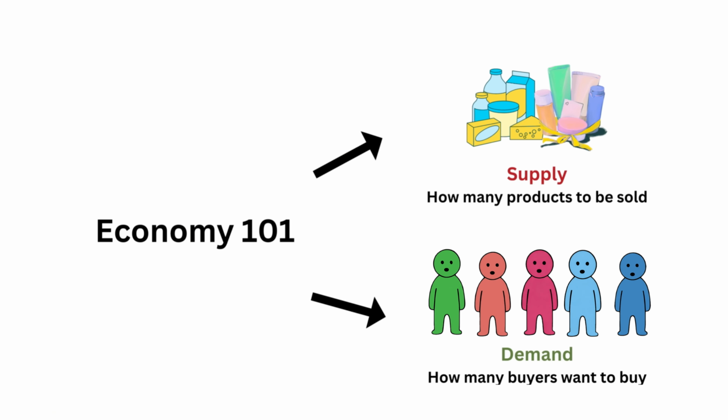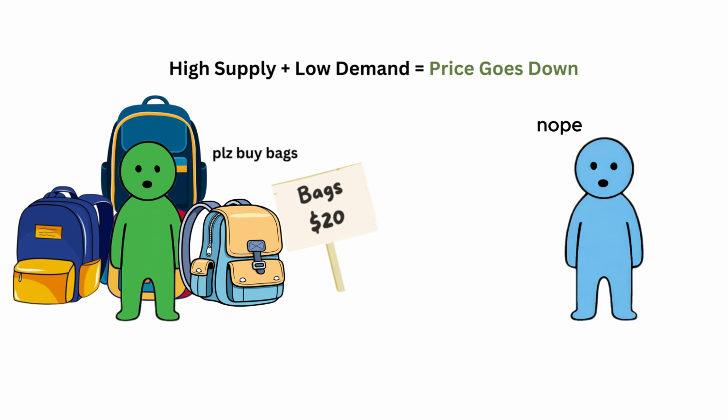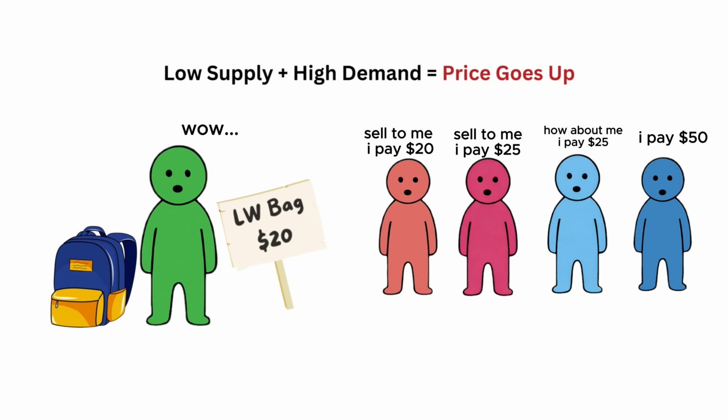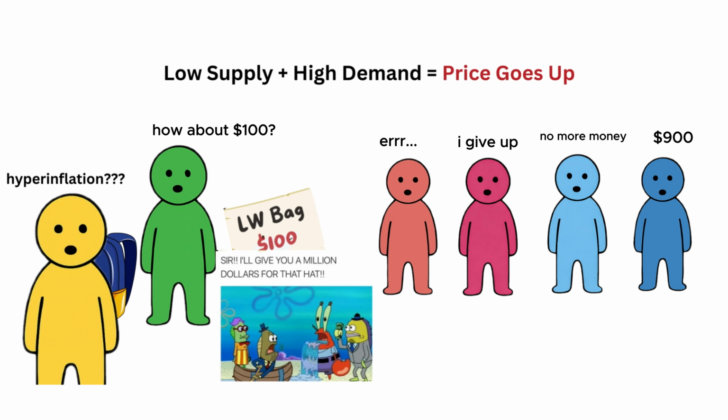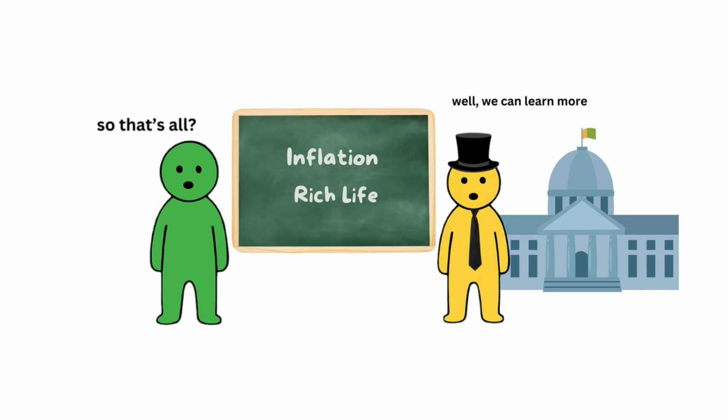to buy. Our economy is based on the law of supply and demand. When the supply is high and demand is low, then the price will go down. But if the supply is low and demand is high, then the price will go up, and that's called inflation. And when inflation gets really extreme, it's called hyperinflation. To understand more, let's use a simple example with bread.